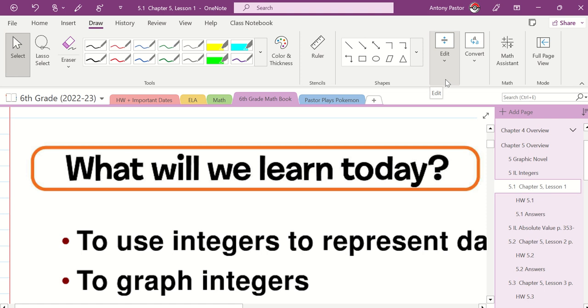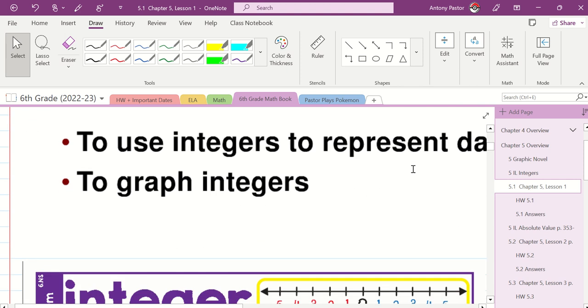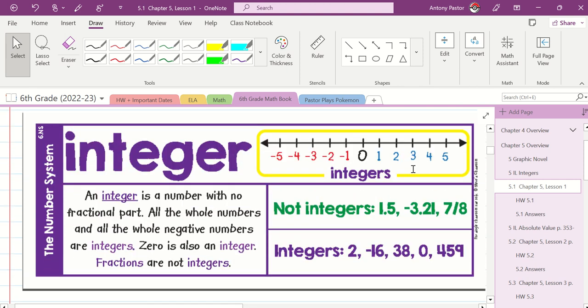P. Today we're doing 6th grade math, chapter 5, lesson 1. We're going to be learning about integers and how to use integers to represent data and how to graph integers. Our very first thing that we need to do is define an integer.